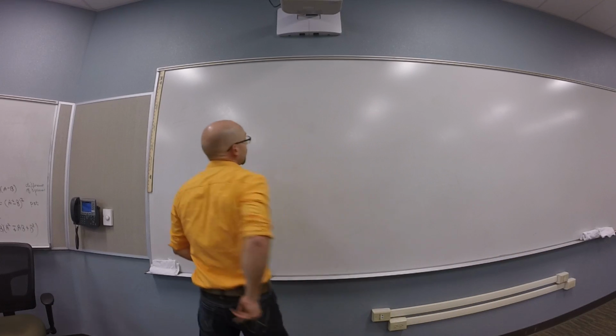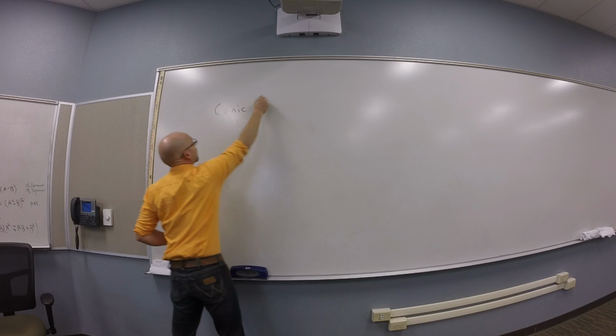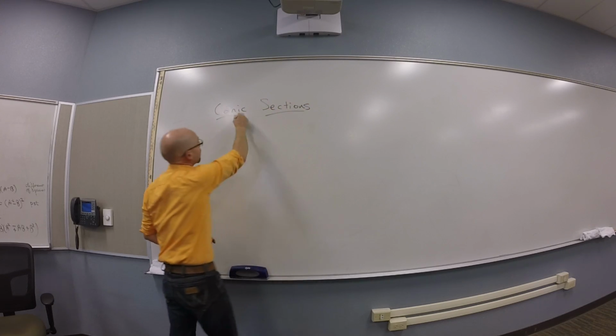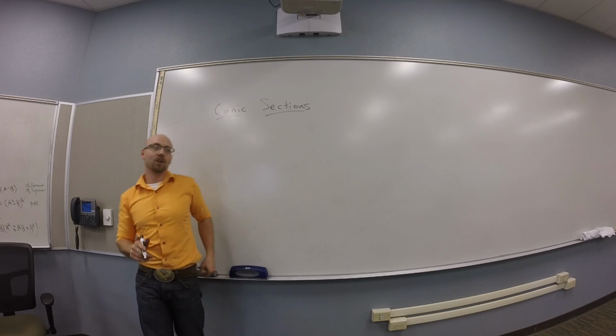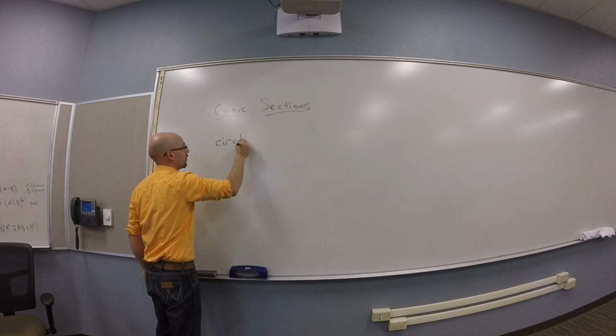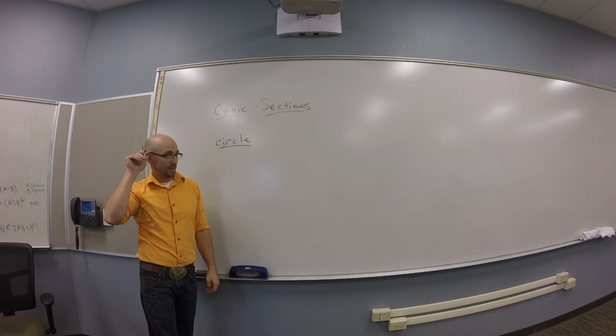Okay, so here are the conic sections, and maybe some uses. Okay, these are super, super useful. You end up using these all the time. So the first of these is a circle. How is this circle characterized?